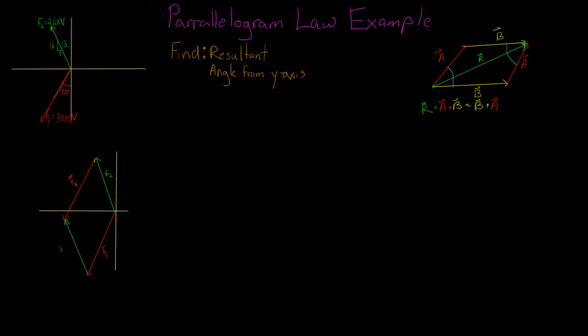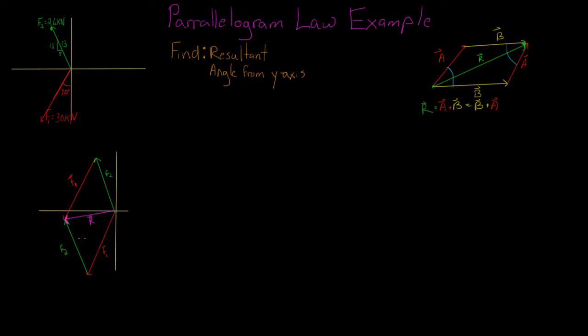And what you can see is that these vectors are equal to each other, except they're just at a different point. They're just translated. So it doesn't matter if I do F1 plus F2 or F2 plus F1, I go to the same point, and I can figure out what my resultant is. And we'll call that R.